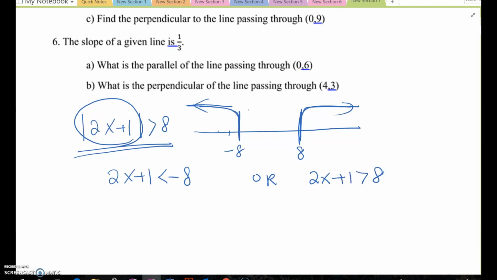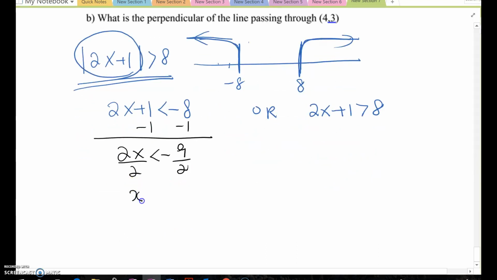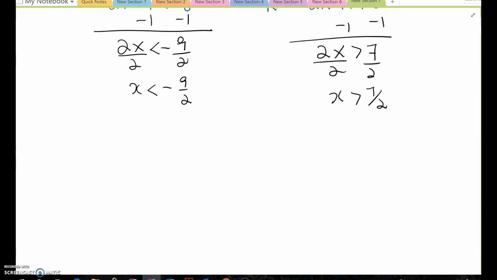So from here, solve for the inequality. Minus 1, so 2x is less than negative 9, so divide by 2. Then x is less than negative 9 over 2. And minus 1, so 2x is bigger than 7, so divide by 2, then x is bigger than 7 over 2. Okay, so let's indicate this on the number line here.